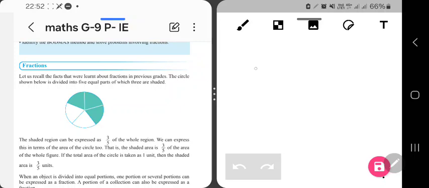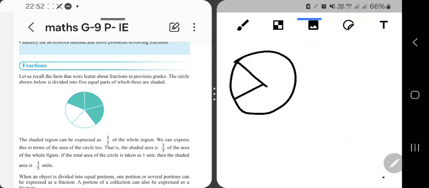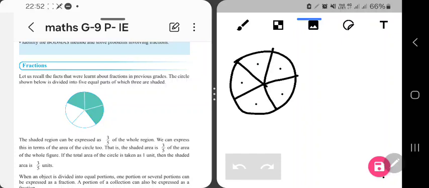5 equal areas like this. If I just draw it this way, you see each area here is equally divided, and as per the diagram, if 3 of those areas are shaded in this way, we say the shaded areas cover 3 out of 5 sections.